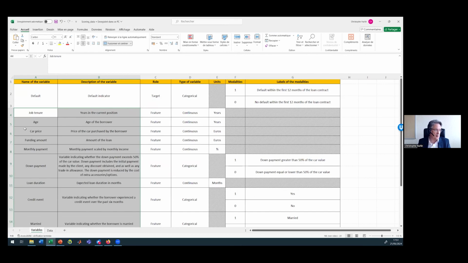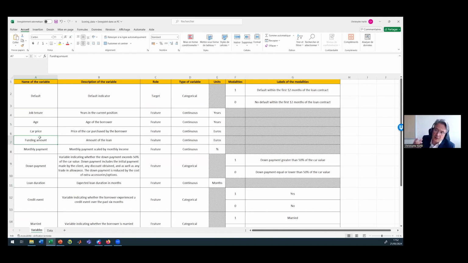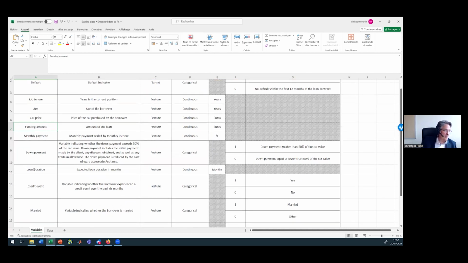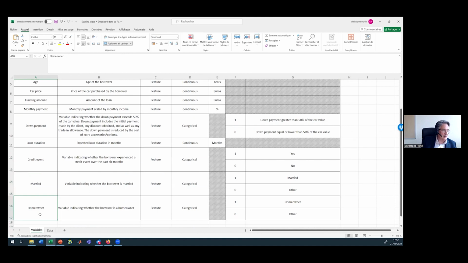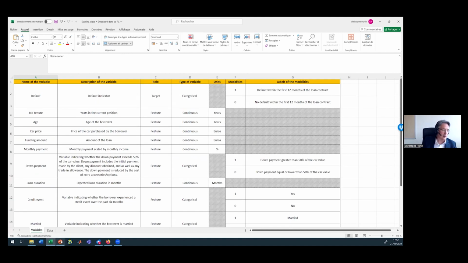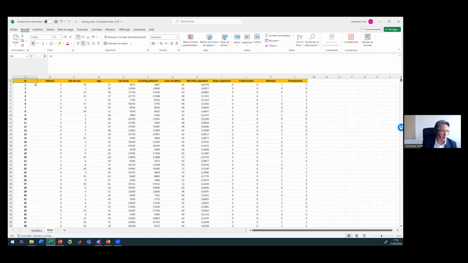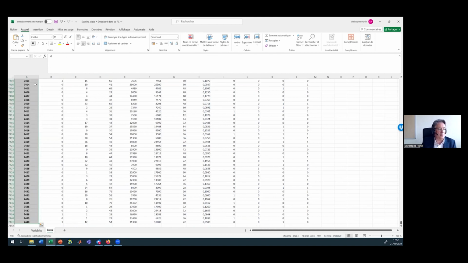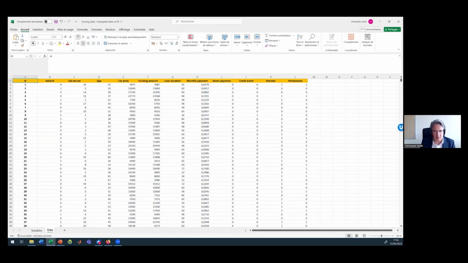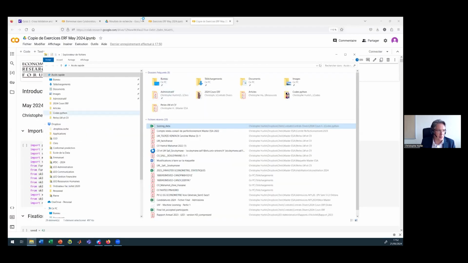So the job tenure, the age, the car price, because it is a credit to buy a car. Funding amount, the monthly payment, down payment, loan duration, credit event, married status, homeowner status, etc. And here you have the information for a set of 7,440 observations.